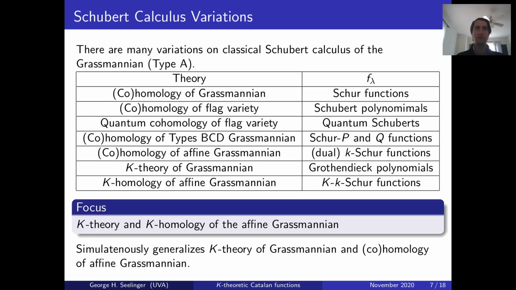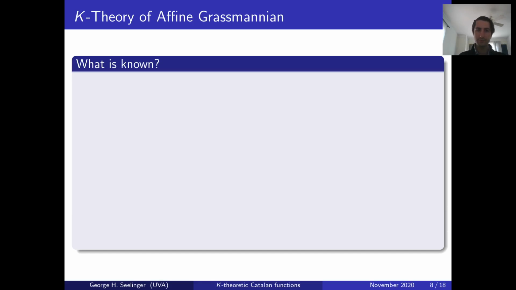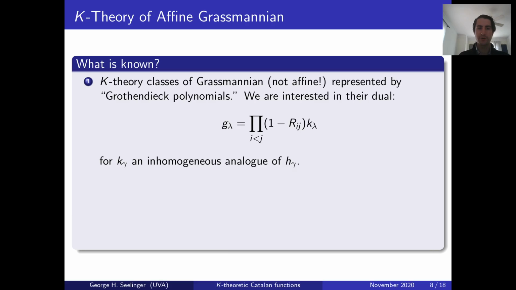So we're going to need to talk a little bit about each of those since they'll inspire and be generalized by our work in the K-homology of the affine Grassmannian. So let's talk about what's known in each of these situations. The first is that the K-theory classes of Grassmannians, just the normal ones, not affine, are represented by a class of polynomials called Grothendieck polynomials.